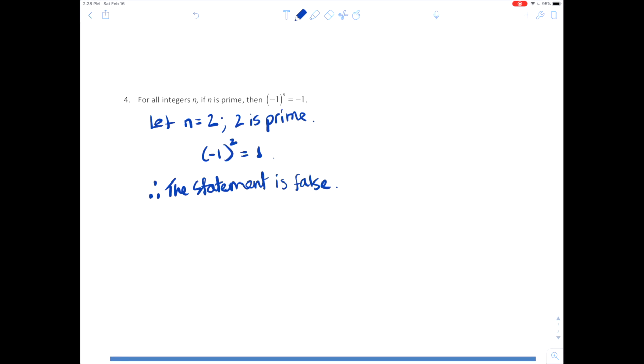So we're done with that. We've shown it's false by counterexample.